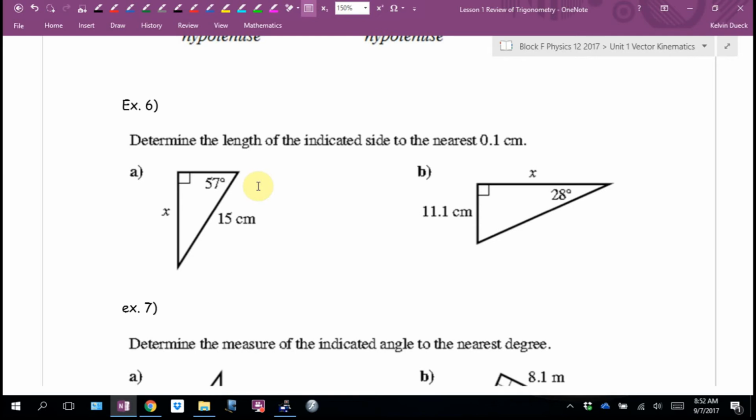Really, I can use Pythagoras? Why can't I use Pythagoras? Pythagoras only works if I have two sides and need to find the third. Do I have two sides? No. This is going to be trig.